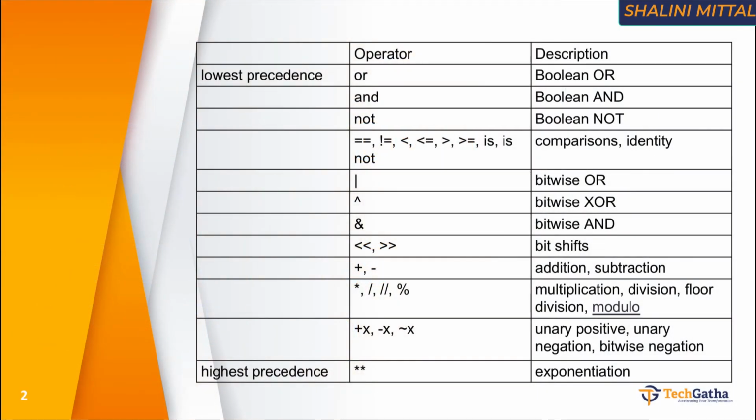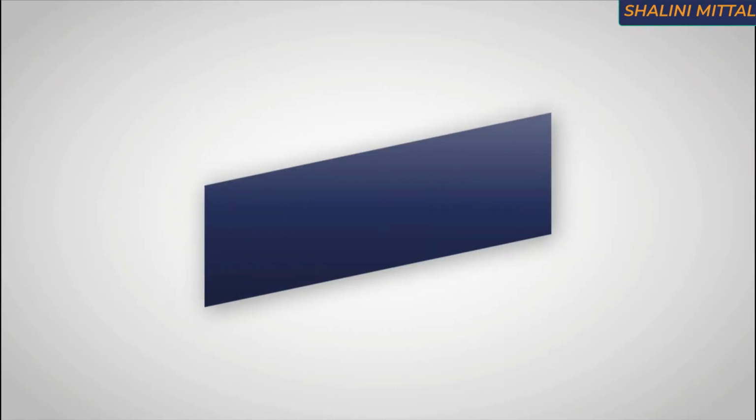In Python, the lowest precedence is the Boolean OR operator, then AND, NOT, equal to, all at the same level. Then we have the bitwise OR, XOR, AND, the shift operators, and addition and subtraction at the same level. Then again multiplication, division, floor division and modulo at the same level. Unary positive, unary negation, bitwise negation, and the highest precedence is given to the exponential. So let's understand this with examples.